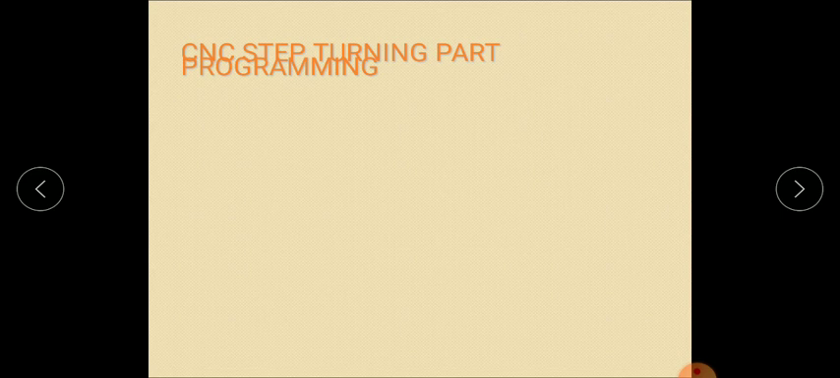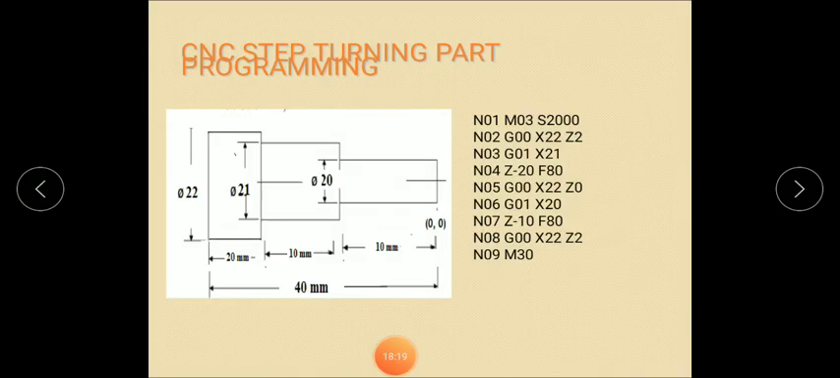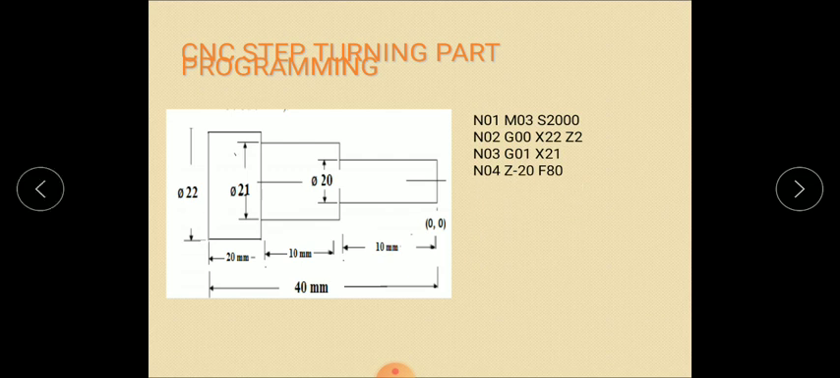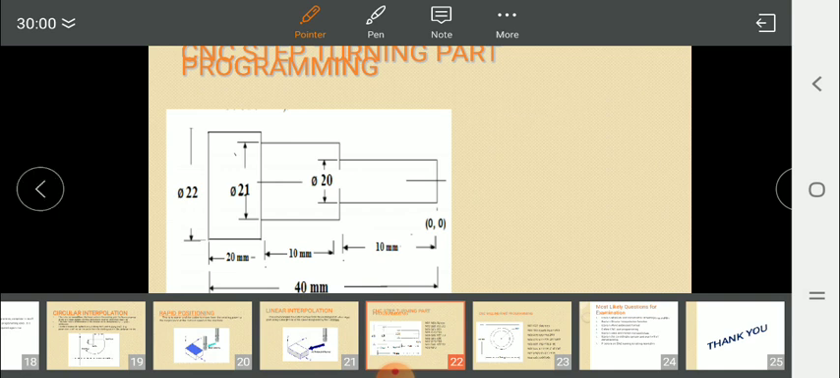Next, CNC step turning part program. Let me show the CNC step turning part programming. Here we can see a simple CNC step turning. The maximum diameter is 22, then it is turned to 21, and the last one is 20. The total distance is about 40 mm, and this is the reference point, that is 0. Now, let me begin writing the program.